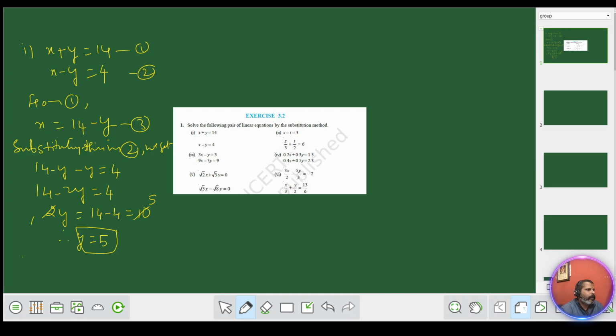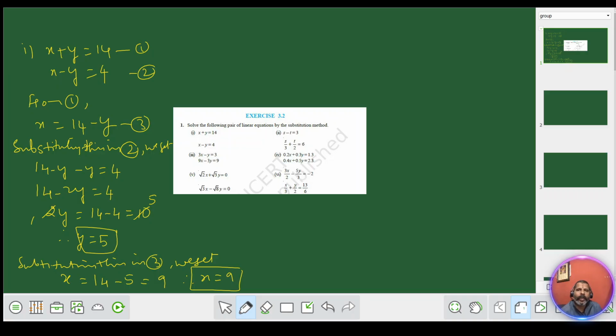Substituting y equal to 5 in 3, what do we get? x equal to 14 minus 5, the y value. So that is 9. Therefore, x equal to 9. Box the value. So x equal to 9, y equal to 5 is the solution here.